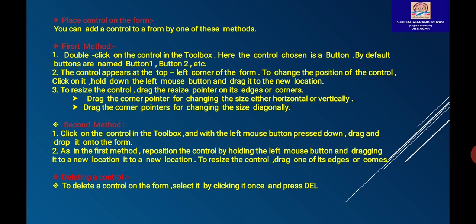Now second method, click on the control in the toolbox with the left mouse button, press down, drag and drop it onto the form. And as in the first method, reposition the control by holding the left mouse button and dragging it to a new location. So to resize the control, drag one of the edges and corners. So in this way we can resize the control on the form.